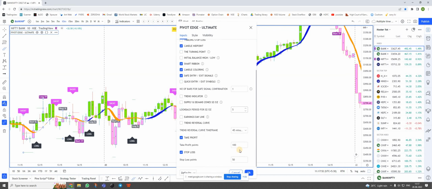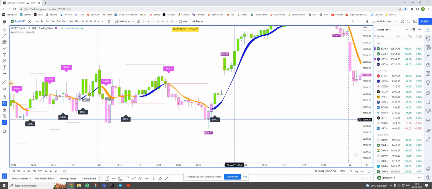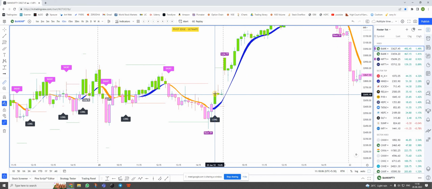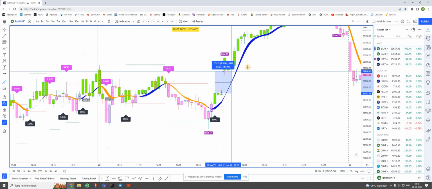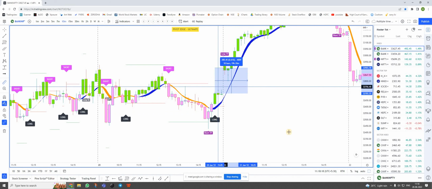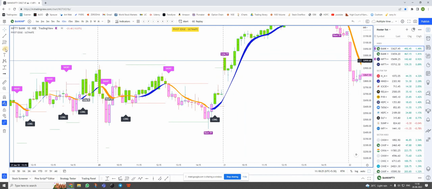That's what we have set. Suppose I change it, instead of 100, I will keep 200 points target and 100 points stop loss. Now that level will change. See, from this candle close, this red line is 100 points, and again from the candle close, this green line is 200 points. So we will have a guideline coming in here: where is your stop loss and where is your target?